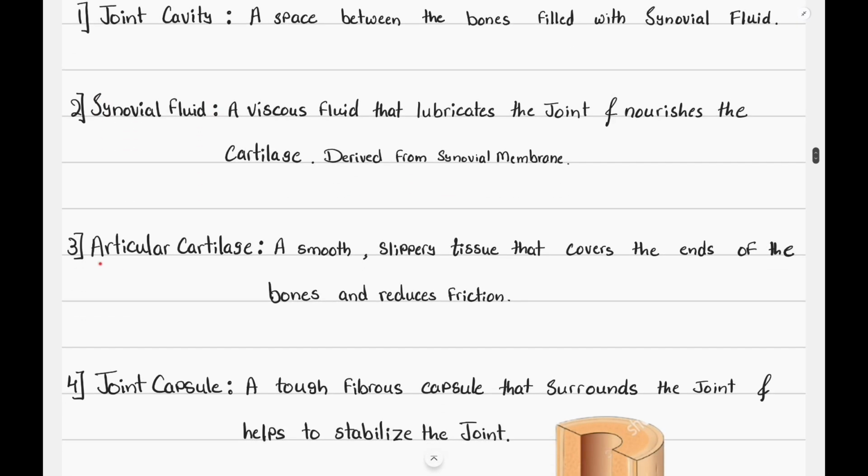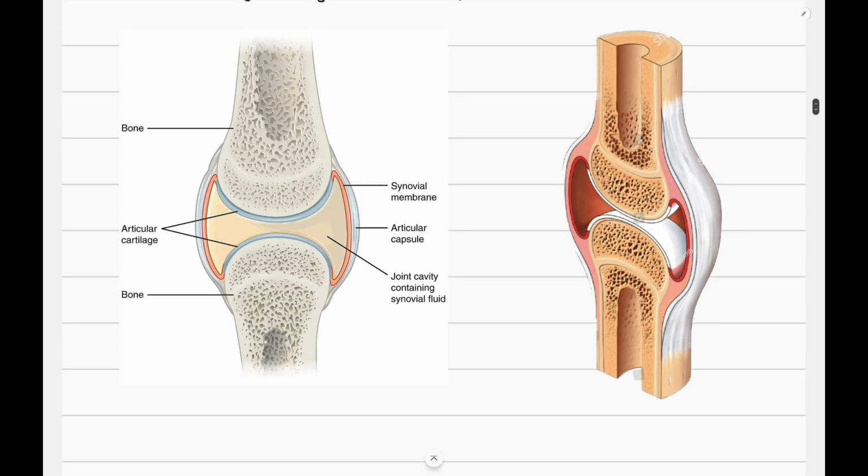Thirdly, the articular cartilage. This is a smooth, slippery tissue that covers the end of the bones and reduces friction. As I've already told you above, if there were no articular cartilage present, the bones would eventually grind against each other and lose their shape due to friction.